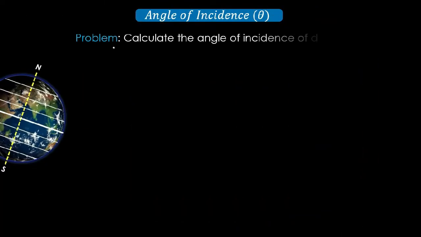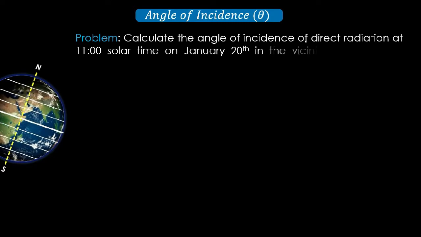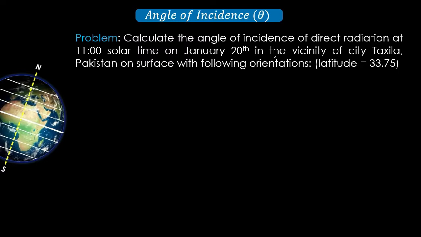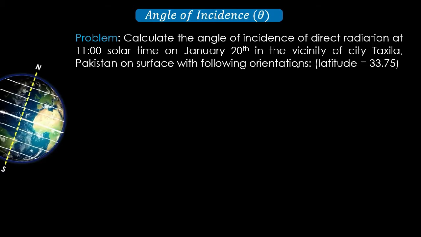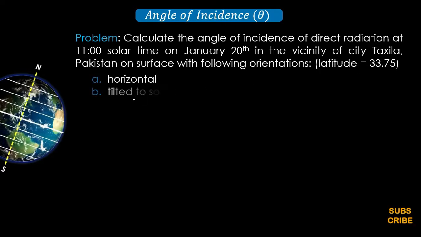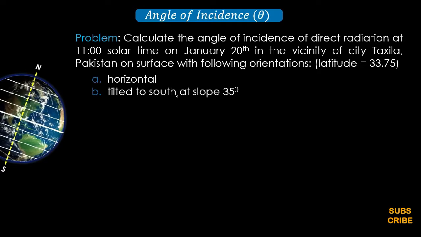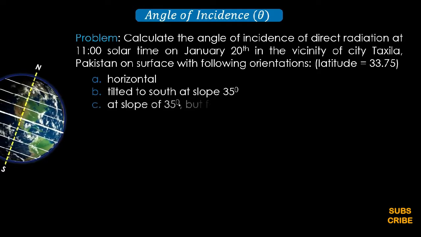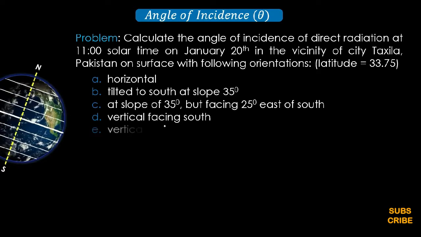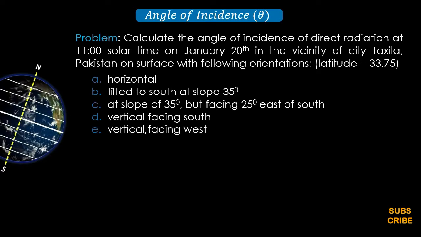Now let's solve an example problem. Calculate the angle of incidence of direct radiation at 1100 hours solar time on January 20th in the vicinity of Taxila, Pakistan, on surfaces with the following orientations, where latitude is 33.75 degrees. The first orientation, horizontal surface, then surface tilted to south at slope 35 degrees, then at slope of 35 degrees but facing 25 degrees east of south, then vertical facing south, and at the end vertical facing west.